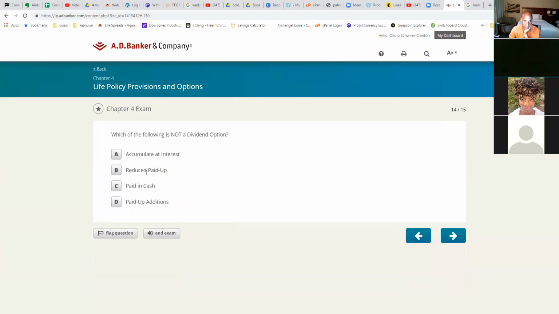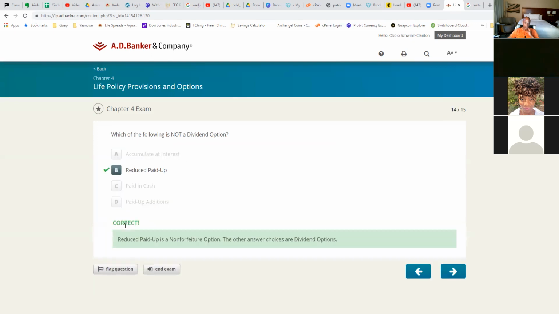Which of the following is not a dividend option? Accumulate at interest, reduce paid up, paid in cash, or paid up additions. Accumulated and reduced paid up. Now, reduced paid up is a forfeiture option. So I think all these others are dividend options. So I think it would be B. Yeah, reduced paid up is a non-forfeiture option. The other answer choices are dividend options.